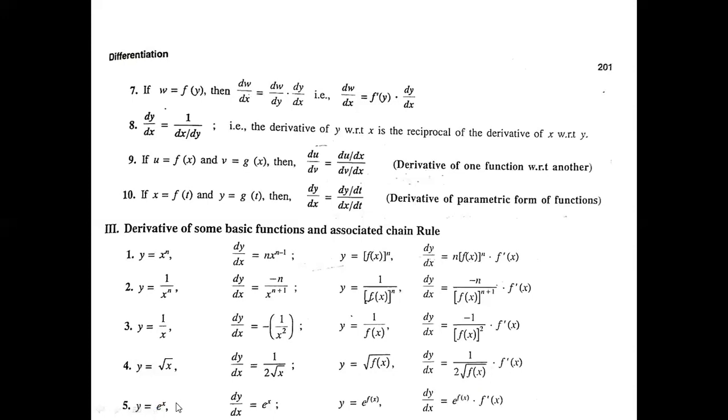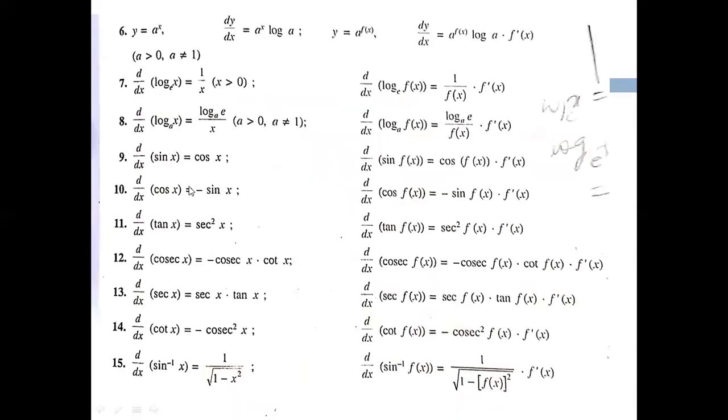Fifth one, if y is equal to e to the power x, then the derivative of the function will also be the same: dy by dx is also e power x, no change in this result. Similarly, if y is equal to e to the power f of x, dy by dx is also e power f of x, but by the chain rule, the derivative of f of x will be f dash x.